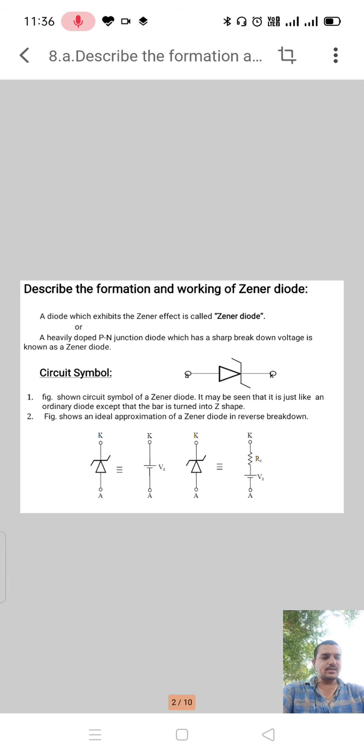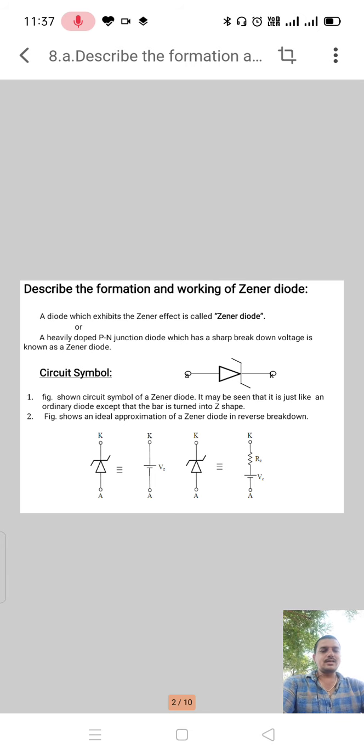Before that, I will give some simple definition about breakdown. Breakdown in diodes. Diodes manufactured to operate in breakdown region are called breakdown diodes, invented by C. Zener. Zener diode.